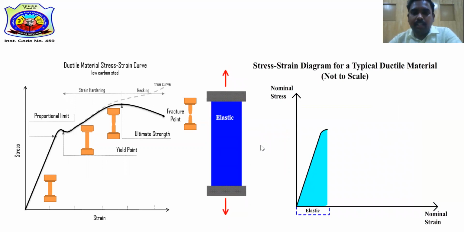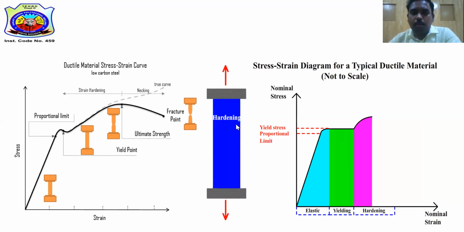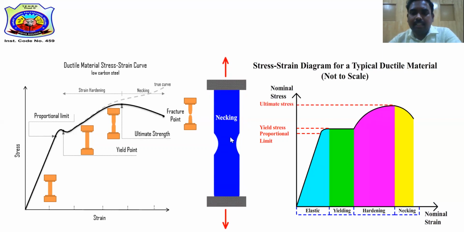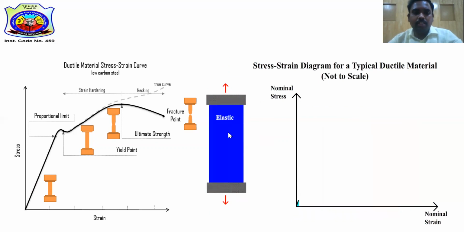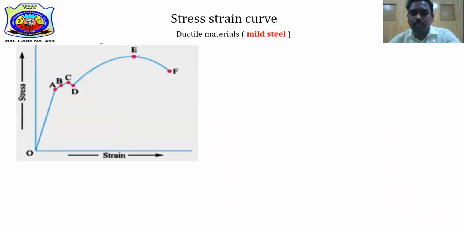So it's very important. Just observe the changes in the curve as well as in the material. So let's look into the stress strain curve point wise, where A is called the proportionality limit. This point is called the proportionality limit, and B is called the elastic limit.